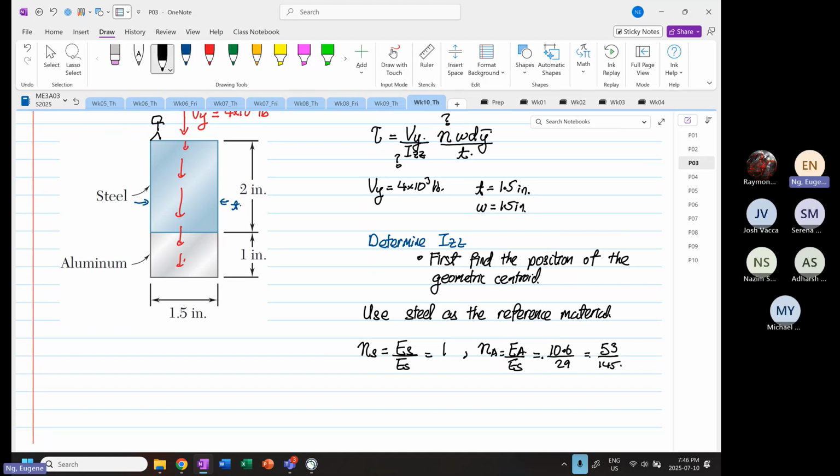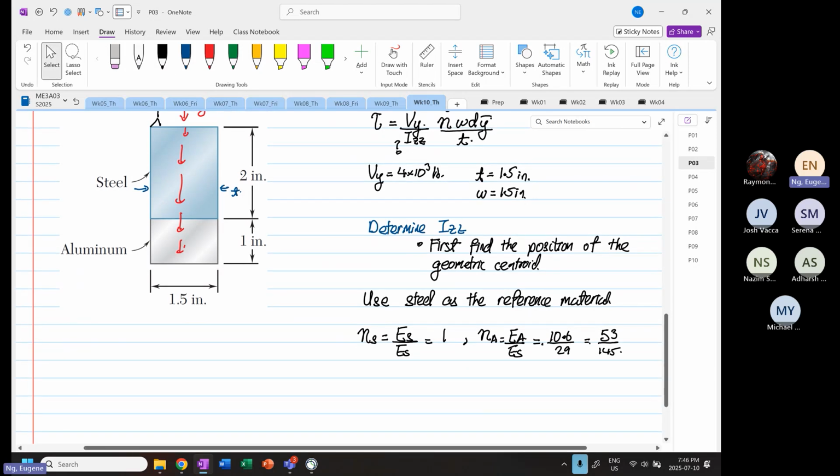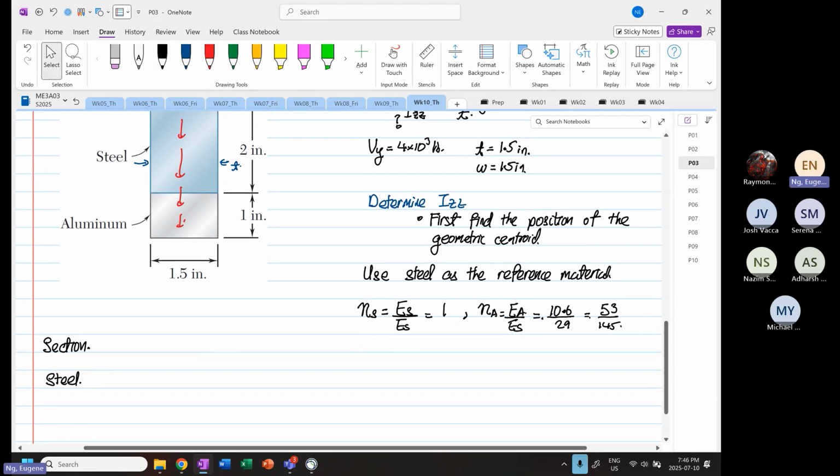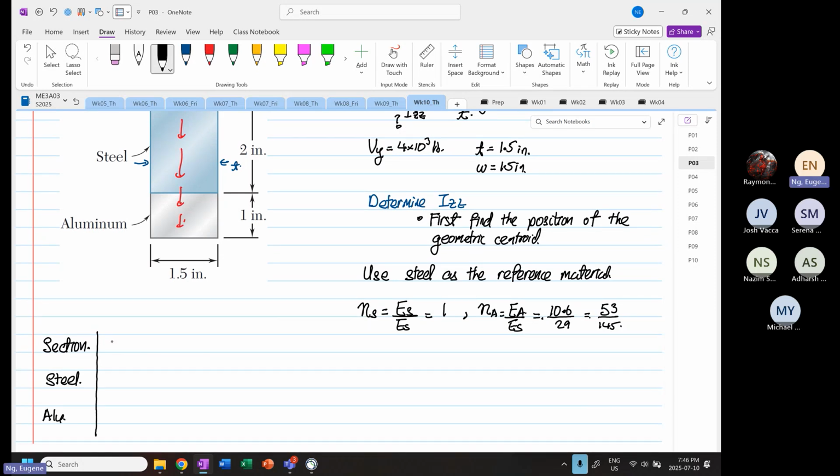Okay, so the top is the datum. So we are going to have our section. Okay, so we have the section on steel, and then we have the section on aluminum. Okay, and then we specify the N value. Okay, so we specify the N.